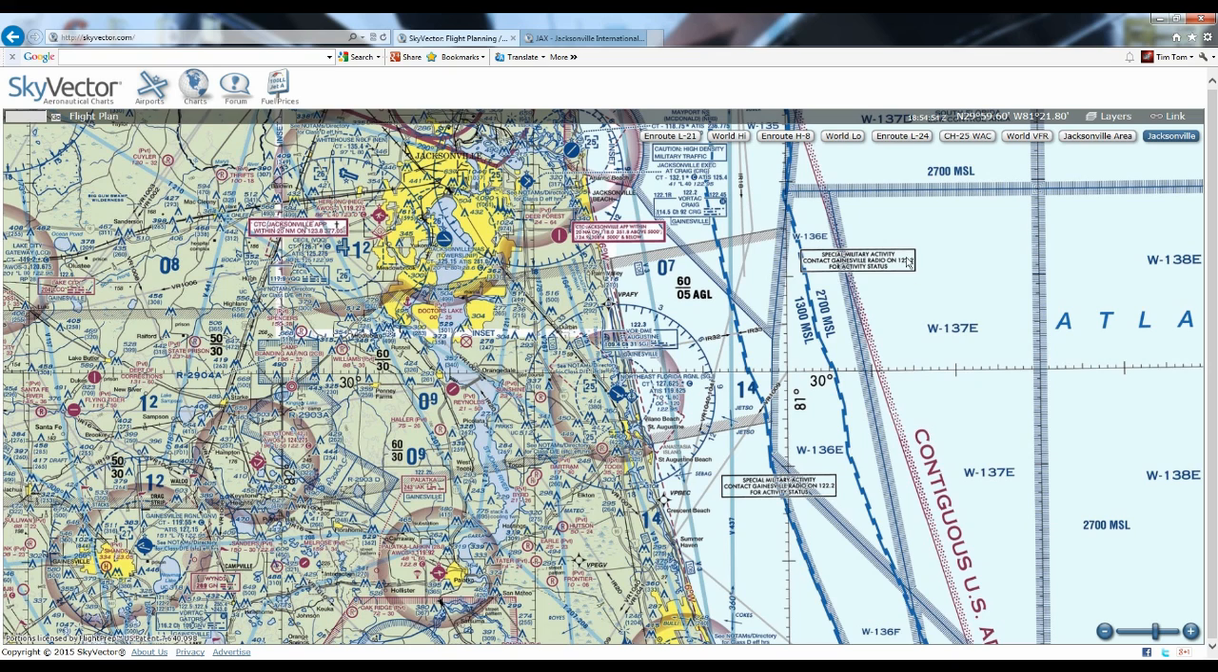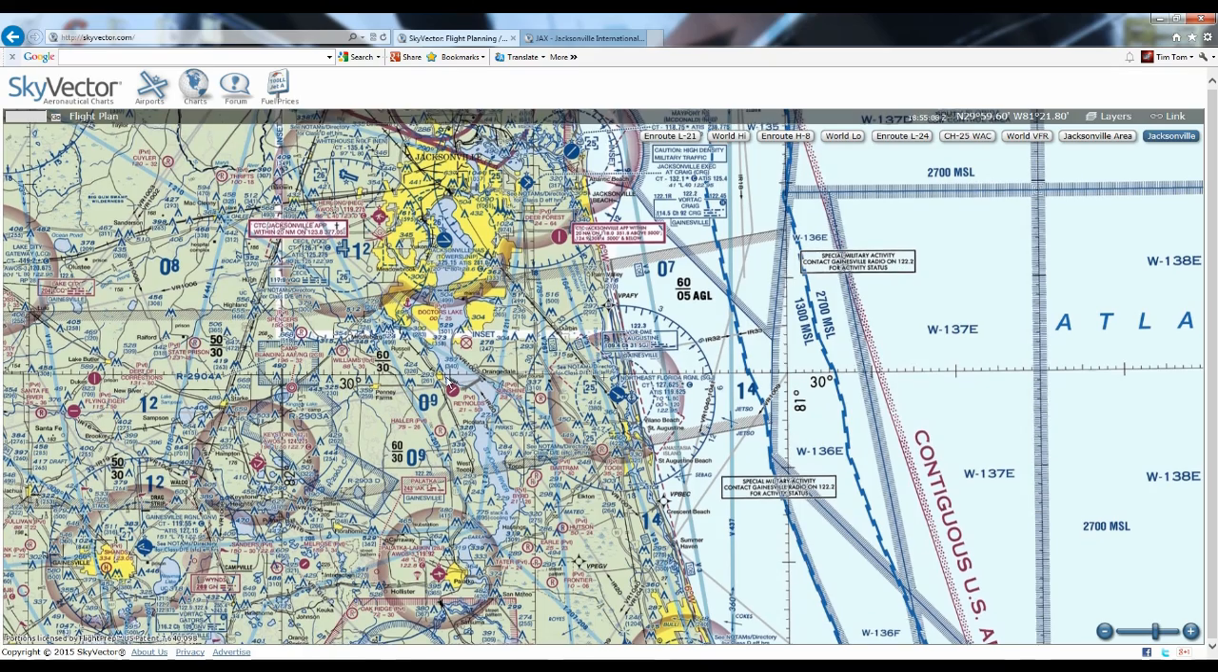But yes, 122.2, and you can't find this in the airspace section of the chart because they have it here. It's going to be active off and on. Talk to Gainesville Radio if you want to know if it's active or not. They're on 122.2.